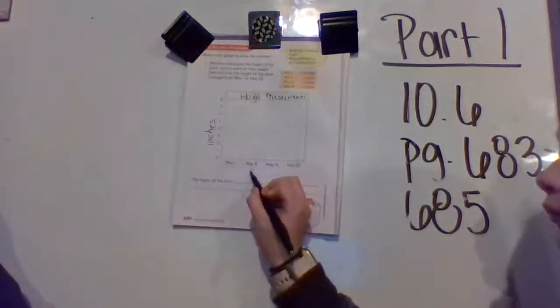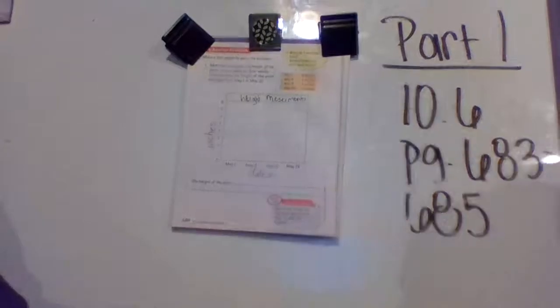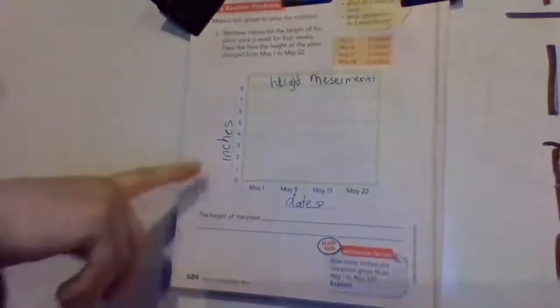And then on the bottom are the different dates that he took the measurements. So May 1st, May 8th, May 15th, and May 22nd. I'm going to zoom in on that, so if you need some time to fill that in, make sure you hit that pause button. The title is height measurements. Inches are on the side, and the dates that he took the measurements are on the bottom.